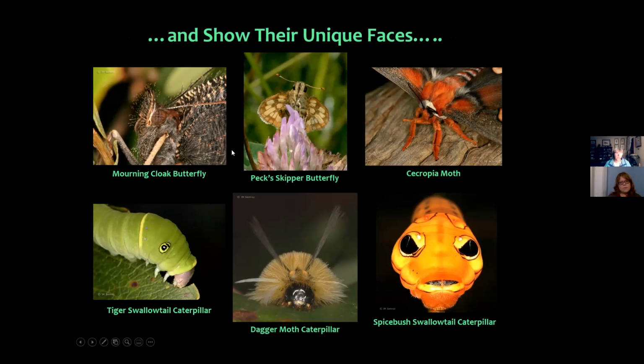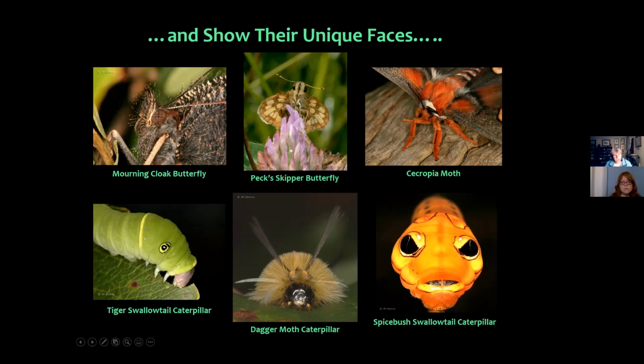So here's that morning cloak with its little tongue rolled up. Peck skipper on our pink clover. Cecropia moths, those saturniid moths, those larger moths, do not feed. They have no mouth parts, so they're only alive for about 12 to 14 days. Once they hatch out, they need to find a mate and lay eggs because they're not going to be around for much longer. They are not necessarily a pollinating moth. However, they're out at night, and if they do crawl across plants, they can be an incidental pollinator. Typically they are laying their eggs in tree species.